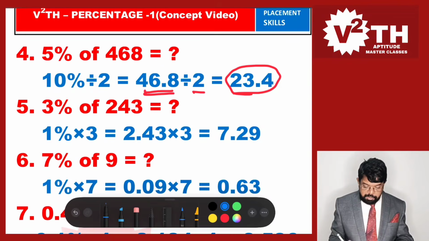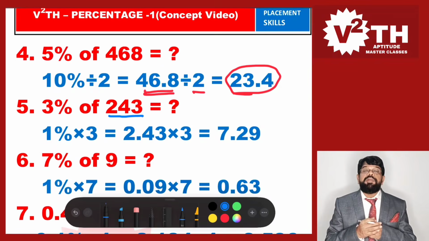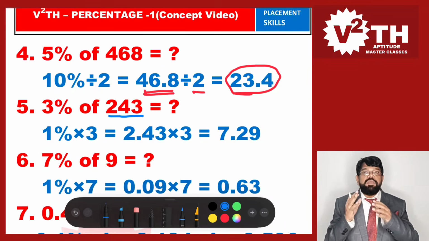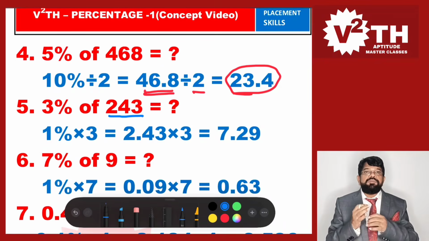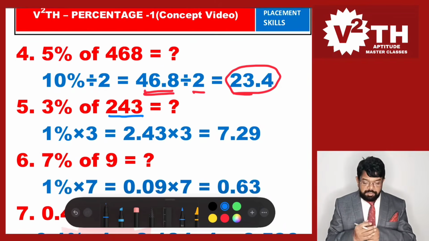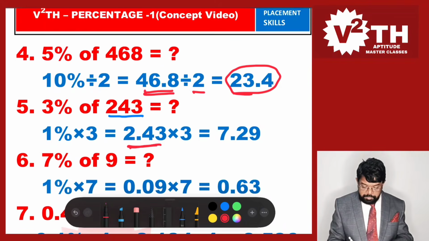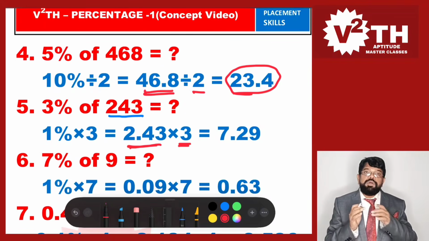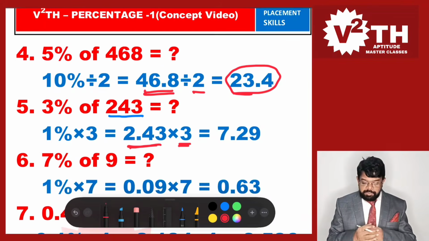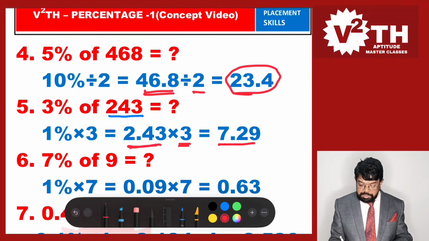Similarly, observe the fifth example: 3% of 243. How can you calculate 3%? Calculate the 1% value and multiply by 3. How can you get the 1% value? After 2 digits you put the decimal in 243. What is 1%? 2.43. That can be multiplied by 3, and you get the 3% value: 7.29.